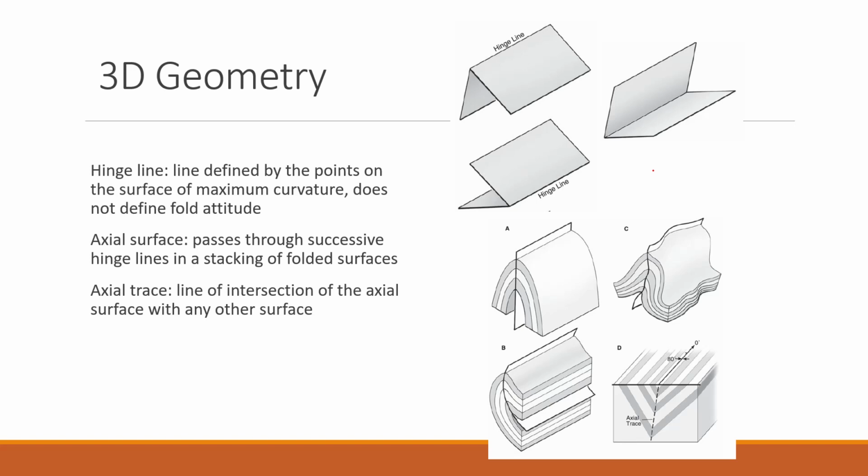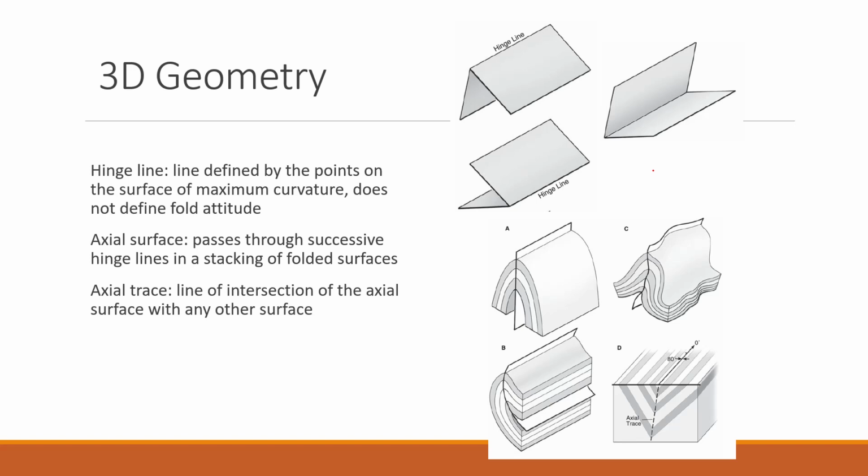The geometry of folds is challenging to describe. So we have what we call a hinge line. This is the line that's defined by points on the surface of maximum curvature. It does not define our fold attitude. So we're looking at a single layer, a single bed, and asking where the points of maximum curvature are. That is going to define the hinge line. The axial surface is going to pass through successive hinge lines.